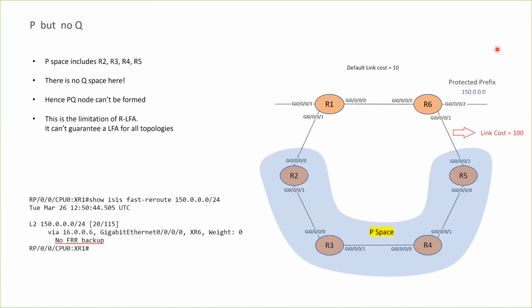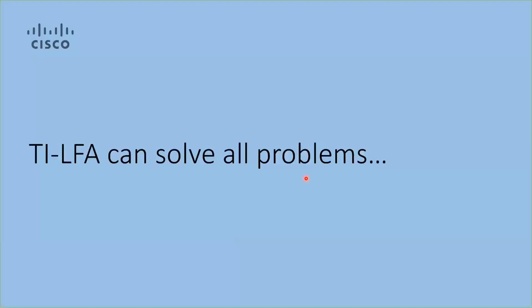Same thing, you have a P space. This is R1's P space. R2's P space is just R3, R4, R5. You don't have a Q here. Now this is why TI-LFA can solve this problem. TI-LFA, the reason it's TI is topology independent. I don't care what the topology is, I'll give you 100% FRR coverage, no matter what network you throw at me. That's why TI-LFA solves this problem.